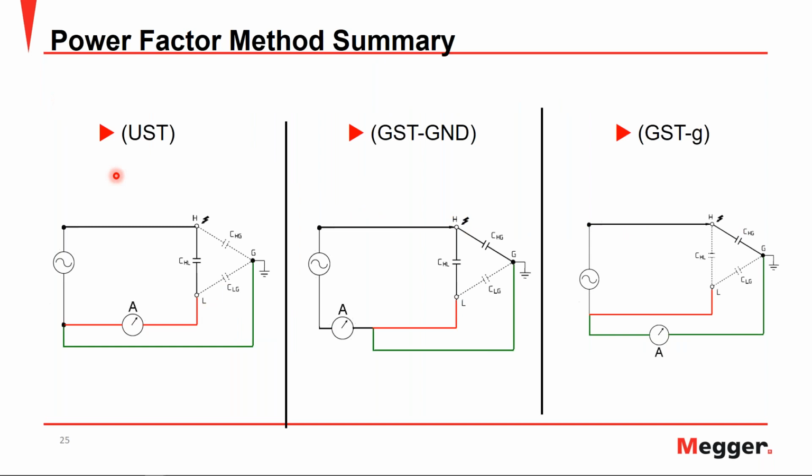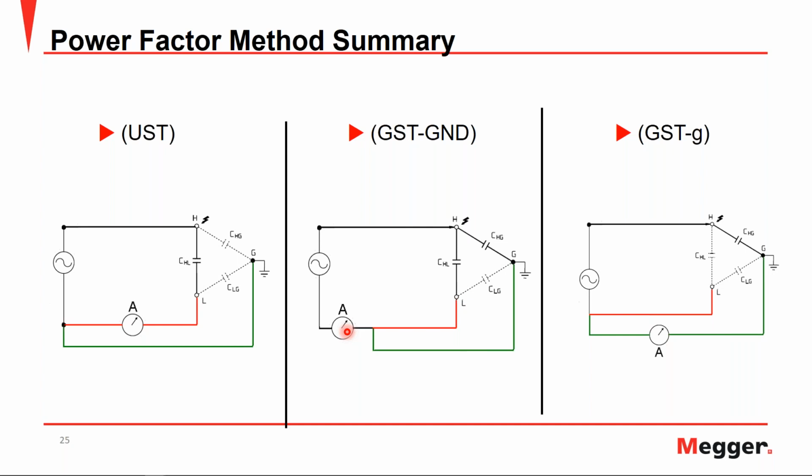So here on the left-hand side, you have your ungrounded specimen test. We have our applied voltage on our high side, and we can see that the ammeter is from our high to low. So here we have the measurement on our high to low insulation. If we look at the GST ground, we see that the applied voltage is still on the high side, but this time both our ground and our measurement leads go through our ammeter, and that means that we are measuring both the high to low insulation as well as the high to ground insulation with this method.